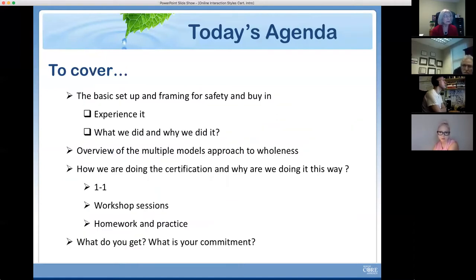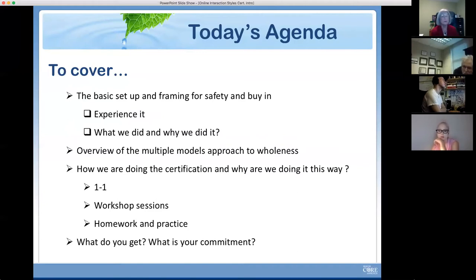So we're going to cover basic setup and framing for safety and buy-in, and you'll experience it, and I'll talk a little bit about why we do it that way. And this is part of the facilitation guide. The whole thing's 500 pages, but when we give you just a part of it, you get about a third of that. That is a scripted dialogue, and in the certification, that's some of what you get. We talk about what we did and why we did it that way, and in the workshop as well. But we're going to cover a little bit of that so you know the rationale.